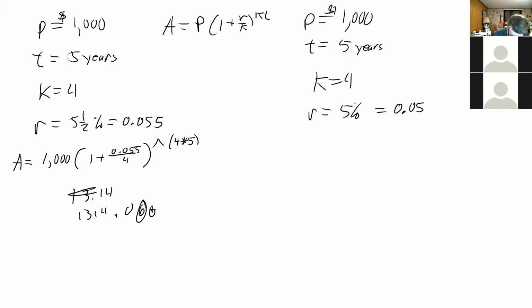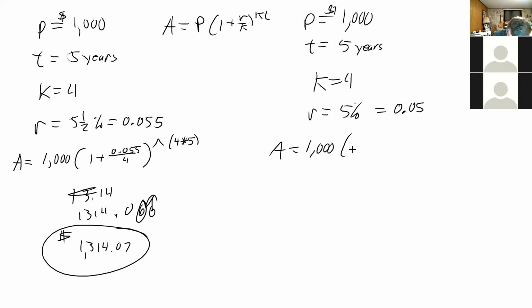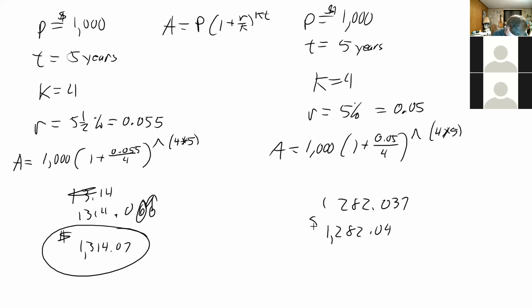1314.066. So the 6 in the 1/10 of a cent column would round up. So you'd get $1,314.07. Okay. Now we're going to do the same thing, but with a 5% interest rate. So 1,000, 1 plus 0.05 over 4 to the 4 times 5 power. And here I get 1282.037. So 1282.04.